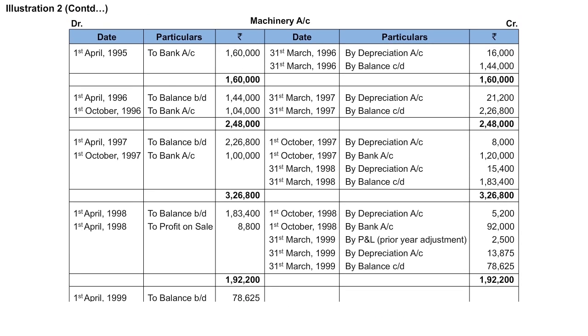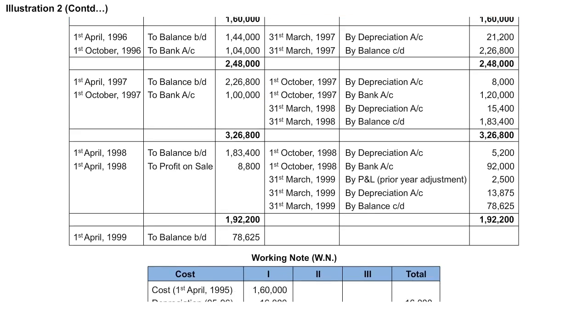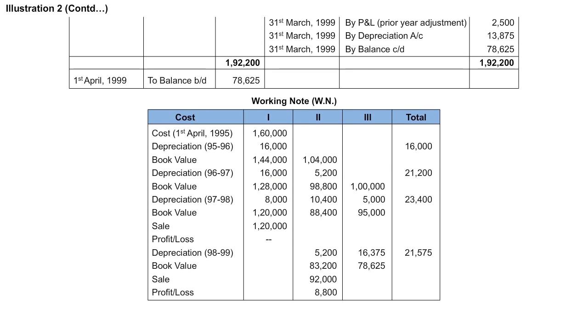Then again on the same date, we have purchased one more machine for 1 lakh. So you will have in the book value row only you can write 1 lakh. So now entry will be machinery account debit to bank account 1 lakh, and that is 1st October 97. Nothing else is happening. So you will close the year by charging depreciation for the remaining 2 assets.